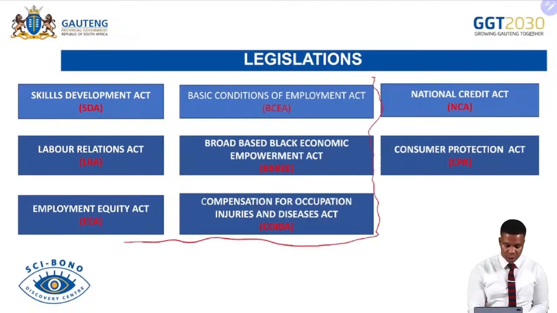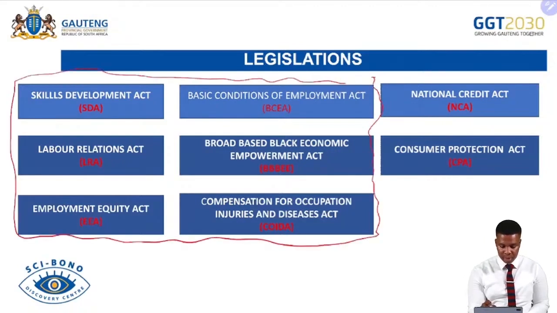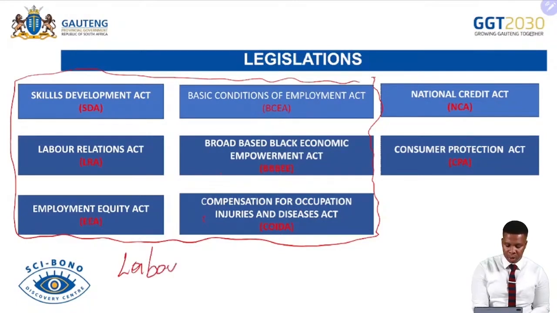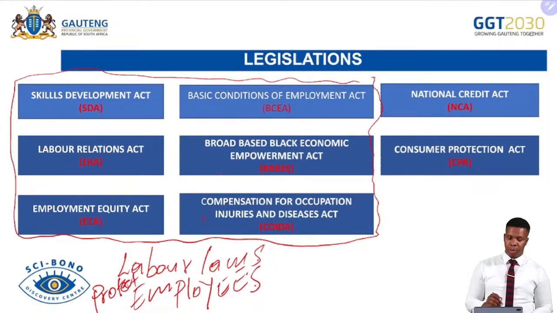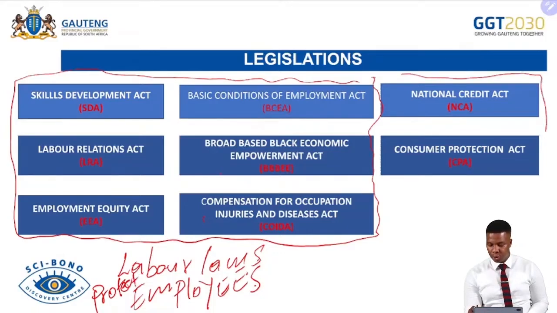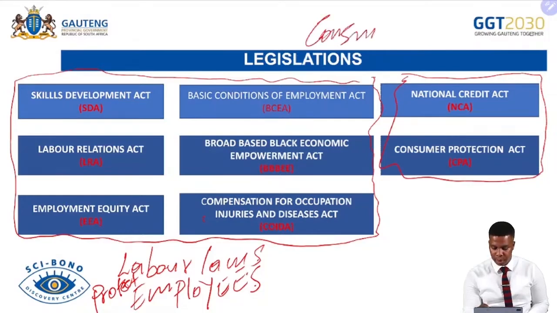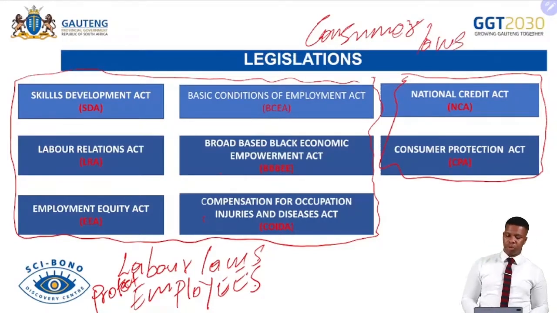And when we are looking into these acts, the way they are categorized is the first 6 acts, which is your skills development, labor relations, employment equity, basic conditions, broad-based, and compensation for occupational injuries. They are considered to be labor laws. Labor laws, because they protect the employees. They were developed to protect the employees. But then we only have 2 acts which we consider to be consumer laws. So those are the two acts that we consider to be consumer laws.